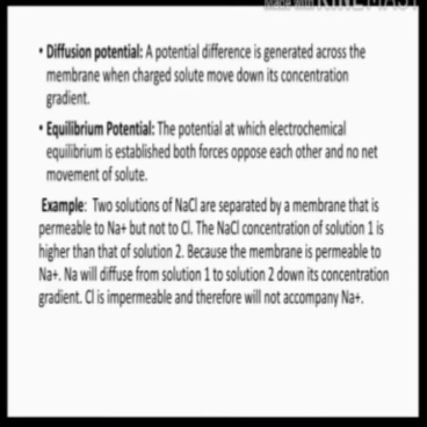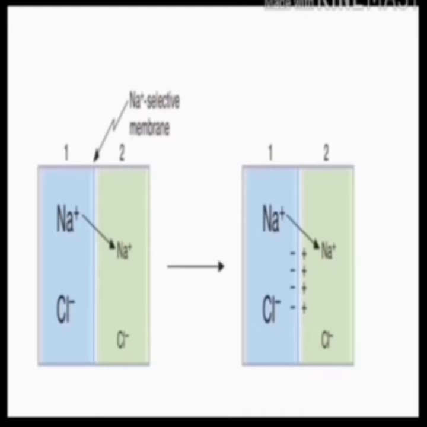Diffusion potential. A potential is generated across the membrane when a charged solute moves down its concentration gradient. In this figure, we take two solutions separated by a semi-permeable membrane in the same container. Solution number one contains a high concentration of sodium chloride as compared to solution number two. The membrane is only permeable to the sodium ion, allowing it to move across the membrane. Then movement of sodium occurs from high concentration towards low concentration.